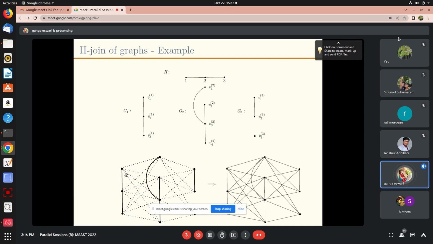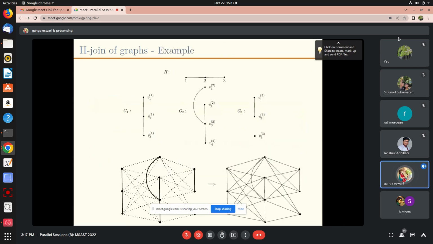If you pick these two vertices from different factors G1 and G2, you should go to the graph H. In H, the first and second vertices are adjacent. So here also you should give the adjacency between every vertex of G1 to every vertex of G2. So this is the example for the H-join operation of graphs.